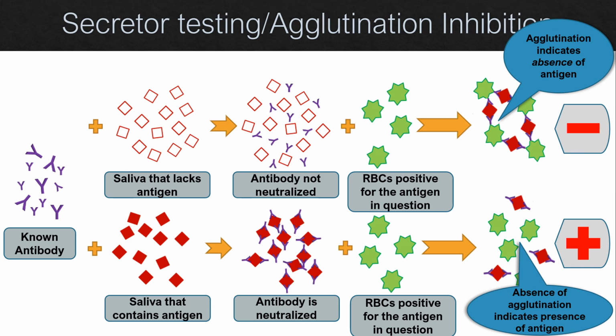So you'll take a known antibody, such as anti-A1, incubate it with the person's saliva, and it will neutralize the antibody. If the person does not have that substance in their saliva, then the antibody will still be free. So then when you add RBCs that are positive for that antigen, it's going to agglutinate. So in this case, a positive reaction is actually a negative reaction. It's very confusing. You kind of have to just think about it to wrap your head around it. But if you see agglutination, that indicates the absence of that antigen.